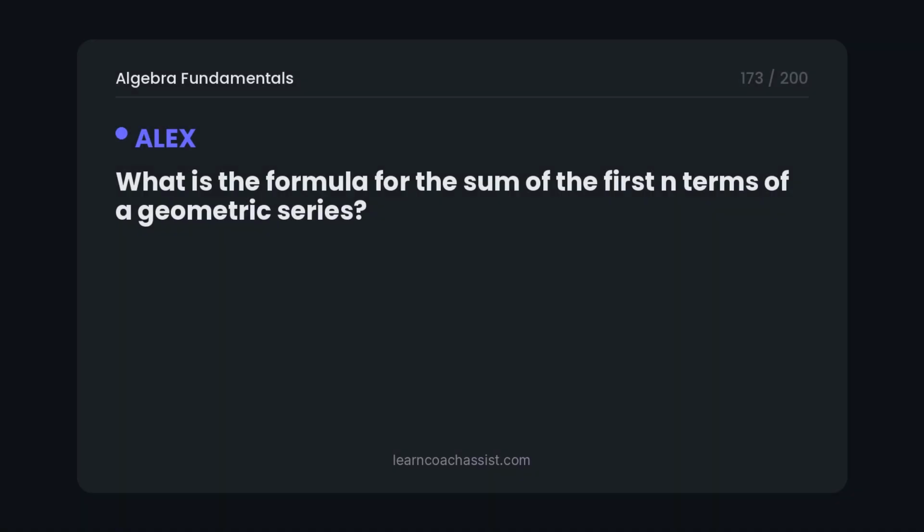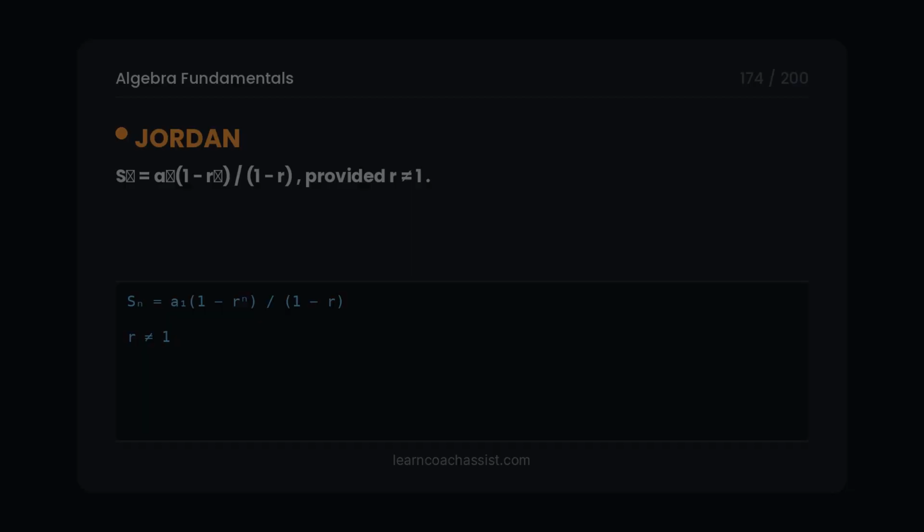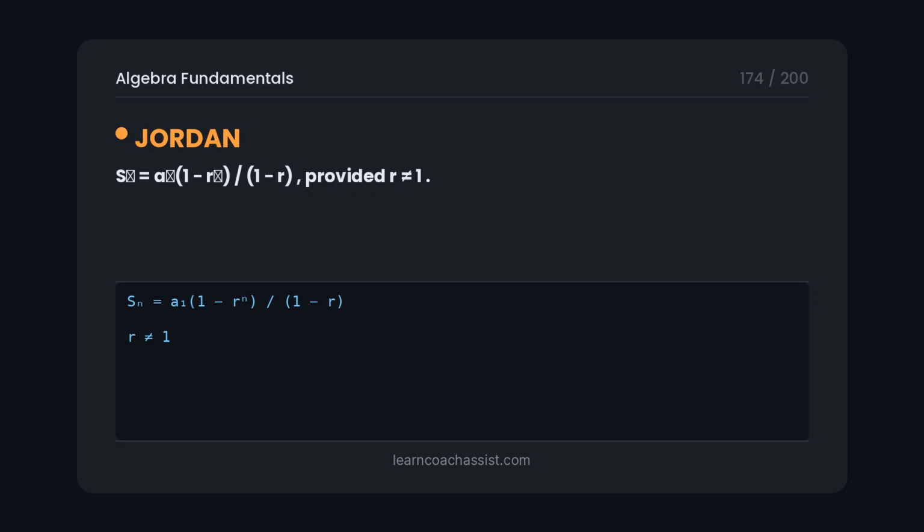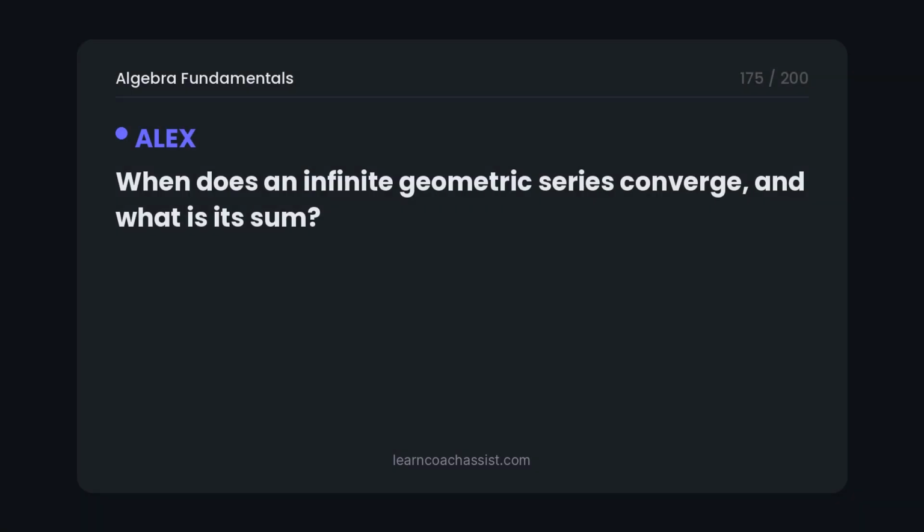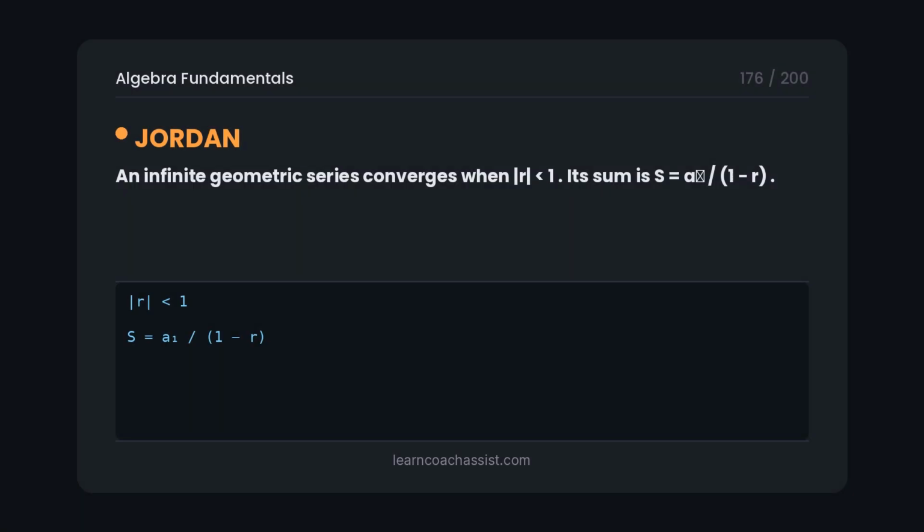What is the formula for the sum of the first n terms of a geometric series? S_n equals a_1(1 minus r^n) / (1 minus r), provided r is not equal to 1. When does an infinite geometric series converge, and what is its sum? An infinite geometric series converges when |r| < 1. Its sum is S equals a_1 / (1 minus r).